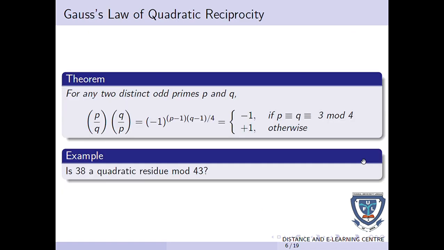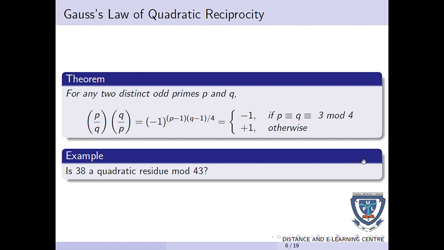Now for the theorem: for any two distinct odd primes p and q, p over q times q over p is equal to minus 1 raised to the power p minus 1 times q minus 1 divided by 4. So once you do this computation and you arrive at minus 1, then you should know that p and q are both congruent to 3 modulo 4. But if you arrive at plus 1, it means otherwise. How do we apply this Gauss law of quadratic reciprocity in solving problems?